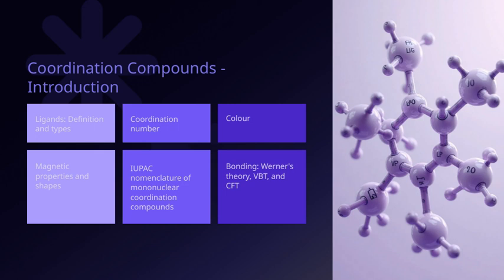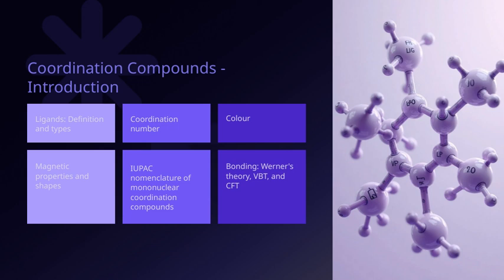Next, we'll review the IUPAC nomenclature of mononuclear coordination compounds, which is essential for clear communication and naming these complex structures accurately. The concept of coordination number is also key. It tells us how many ligand atoms are directly bonded to the central metal ion. This influences the shape, stability, and reactivity of the compound.